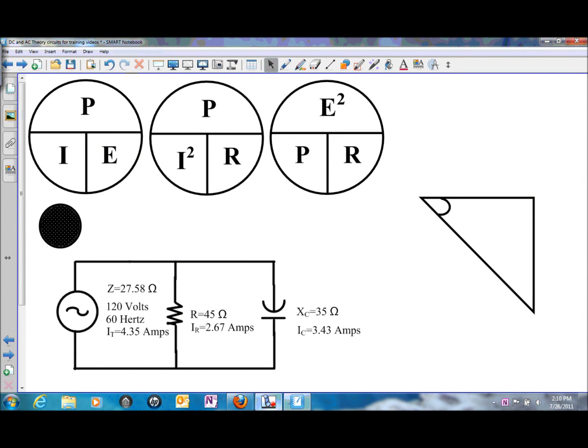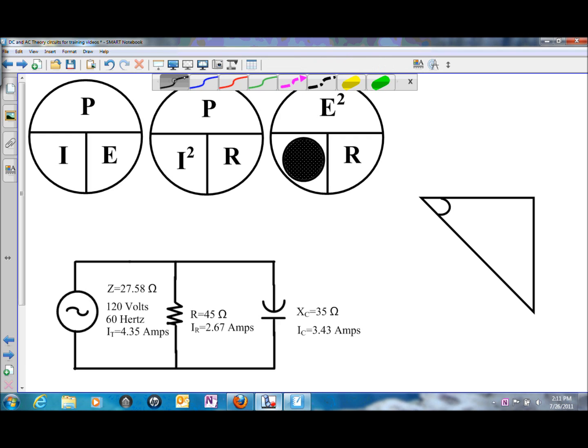In this presentation, we'll be calculating power for a parallel RC circuit. We have one resistor and one capacitor in parallel with the power source. And once again, we can use any one of the three power calculations to get one or all of them. You can use I times E, I squared times R, or E squared divided by R to get your individual powers.